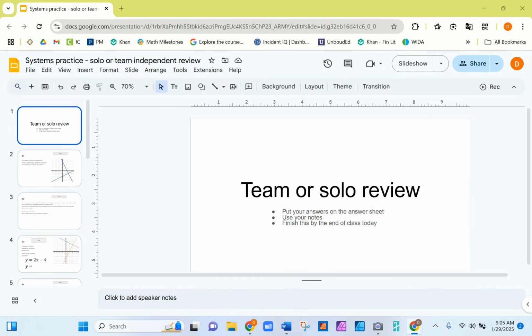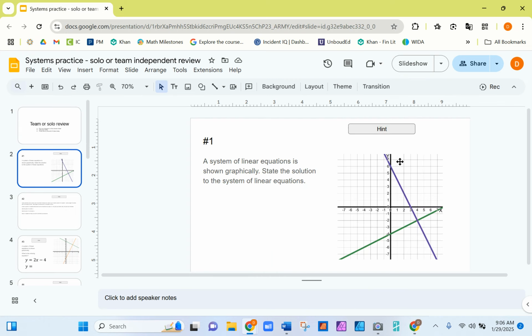All right, folks, we are talking about the review today. I'm just going to use the same slideshow that I made. So a system of linear equations is shown graphically. Again, this is in Google Classroom. State the solution to the system of equations.